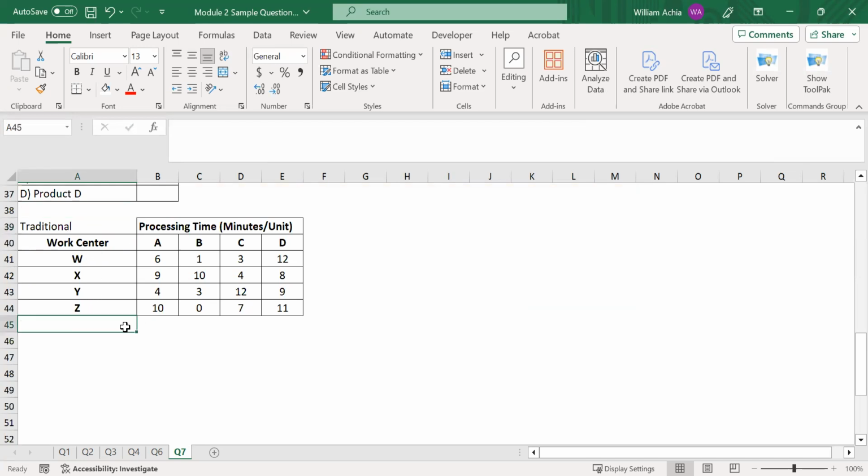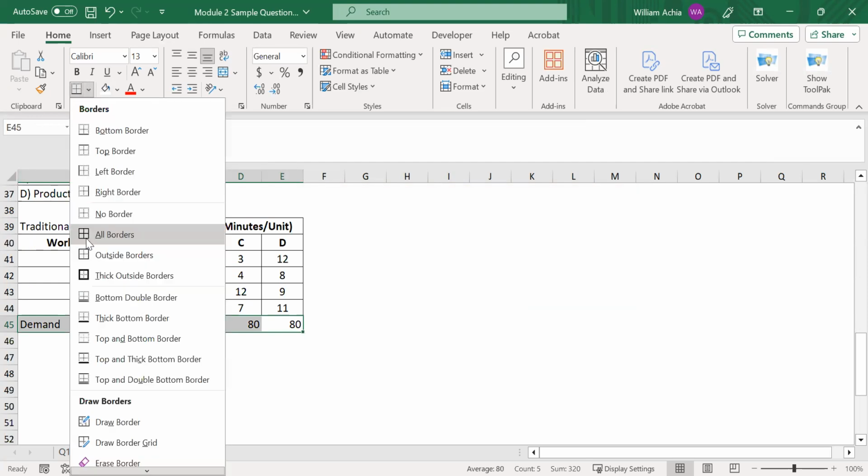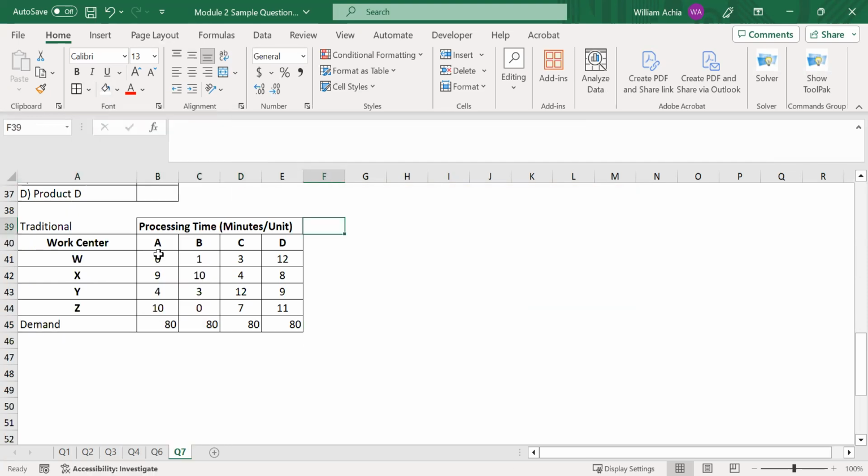And I want to put a row with my demand information. We're told that there's a demand for 80 units of A, 80 units of B, 80 units of C, 80 units of D. And I need to also figure out how much time I will need to make each and every one of these.